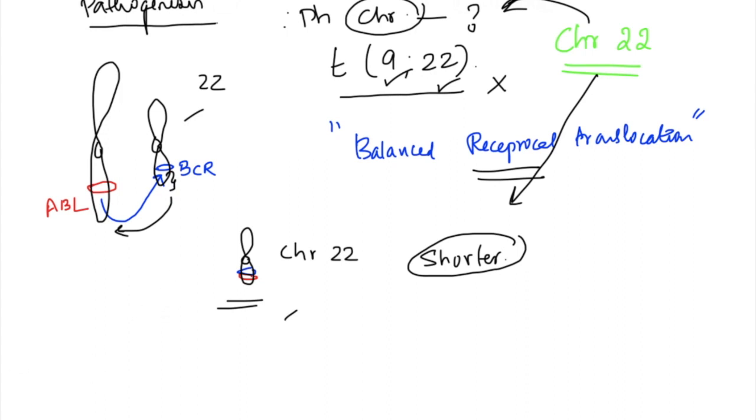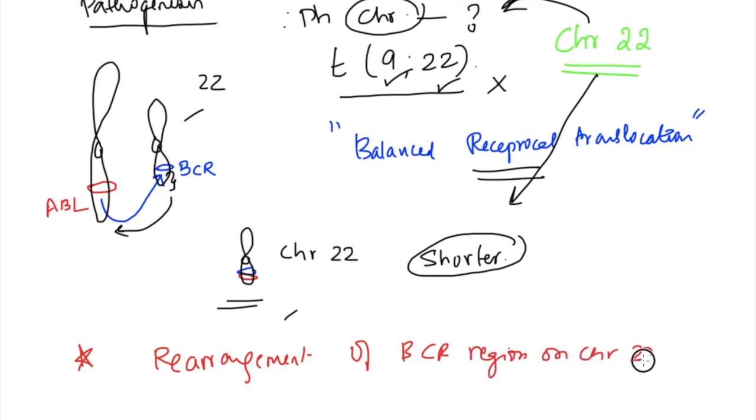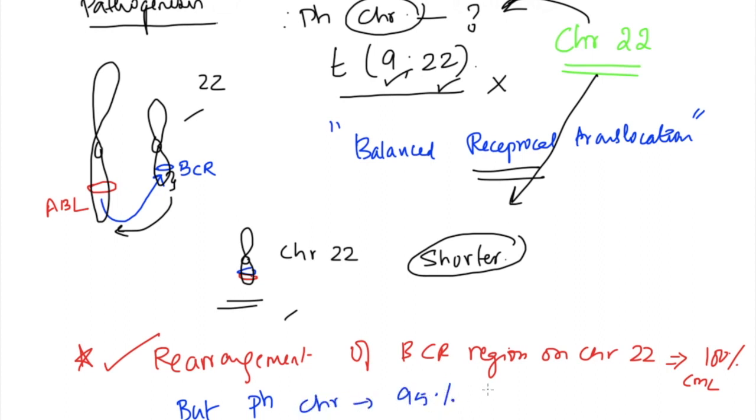Now there's a catch here that needs to be made very clear. Okay, this is the point. See, rearrangement of the BCR region on chromosome 22 is seen in 100% CML cases. As in this rearrangement is happening in 100% cases, but what is the catch? But Philadelphia chromosome is seen only in 95% patients. Now it's clear, right? It's just the presence of shortened chromosome 22 that is referred to as Philadelphia chromosome. It is not really telling you about the translocation, right? But 100% of patients with CML will have this rearrangement. Okay, so that is to be kept in mind.